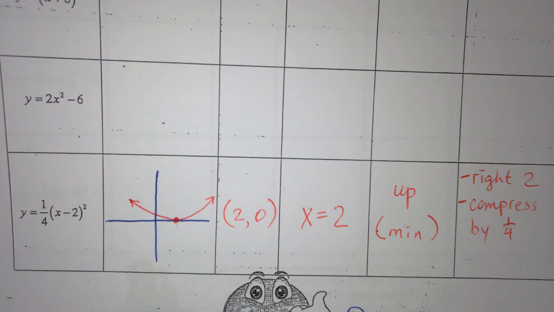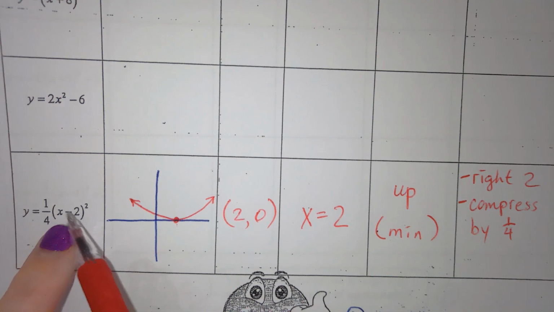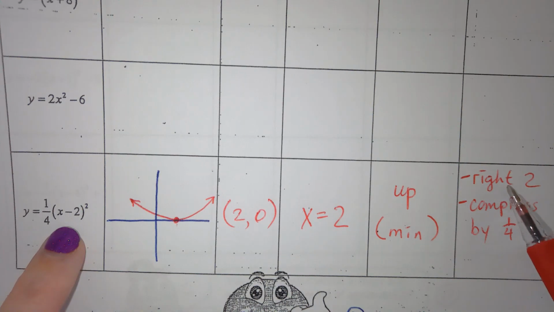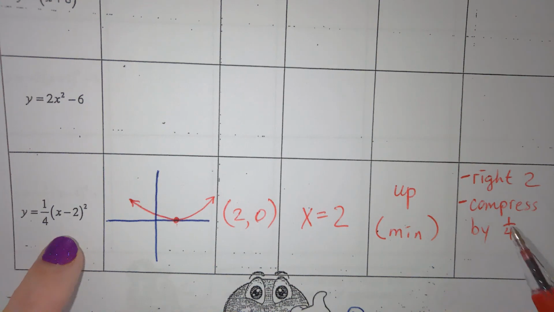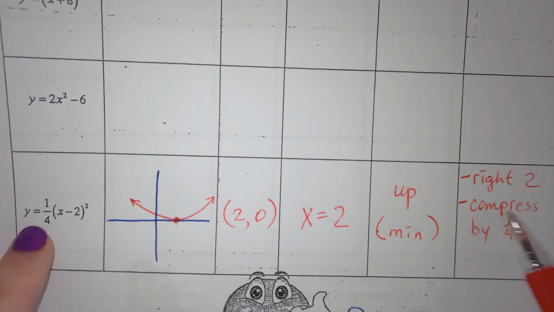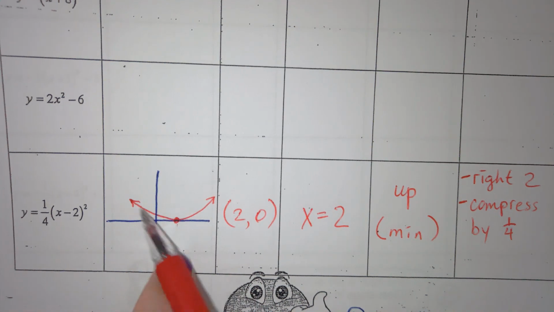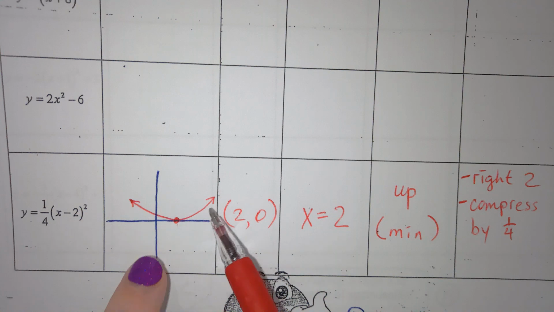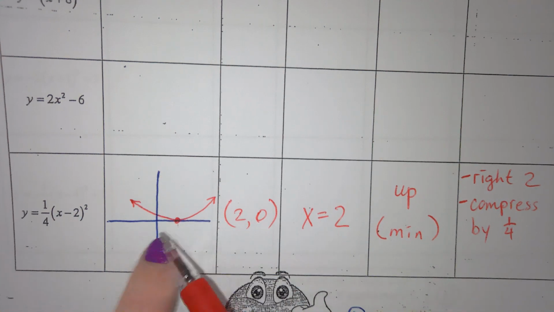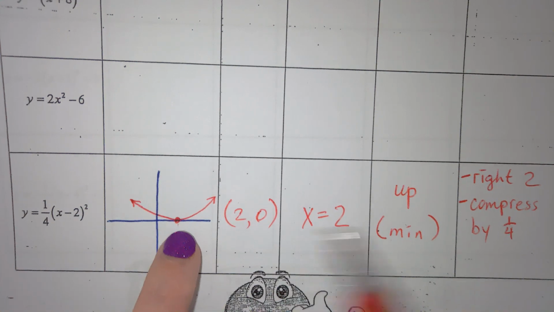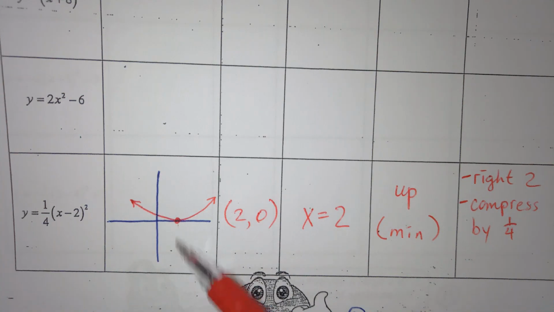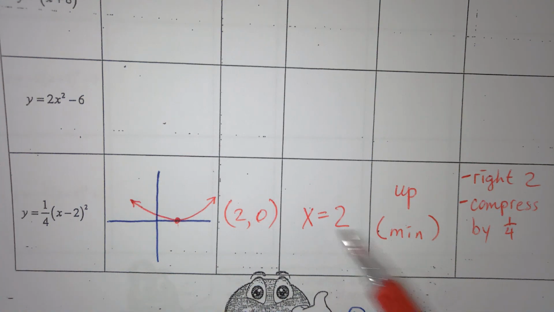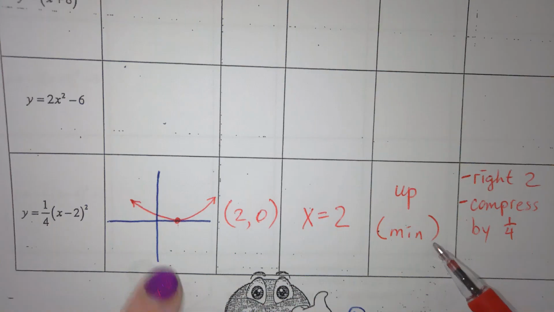Okay, so let me repeat that then, since I paused it. So we were saying, because of the bracket, it means it's to the right 2, and then the 1/4 means it's a compression by a quarter. I'm just doing a sketch, so that's why it looks dramatic. Looking at this, vertex is 2, 0, axis of symmetry is right here, so it's x equals 2. It opens upwards, and so it's a minimum.